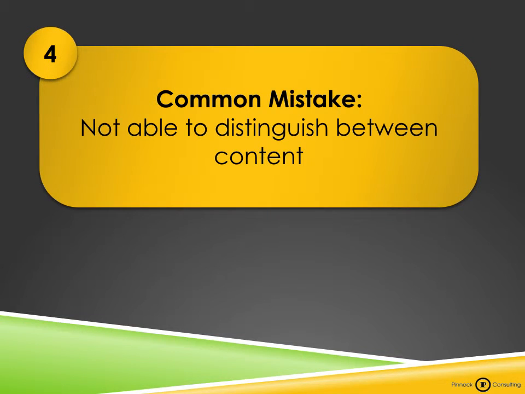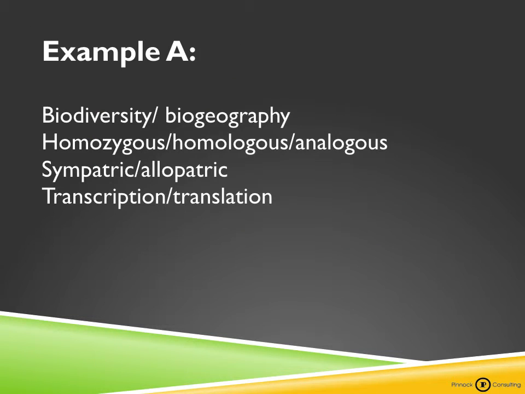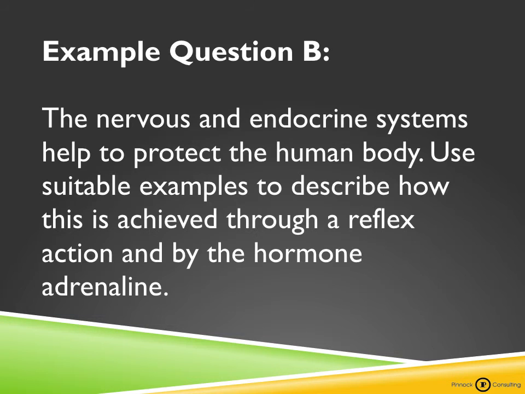The fourth mistake is that the learners are not able to distinguish between different types of content. Learners struggle because they often give irrelevant content in an answer, and often learners confuse concepts and terminology. This example shows you a number of terms that the learners just aren't familiar with, and they come up often in multiple choice questions, so the learners need to learn these and know what they mean.